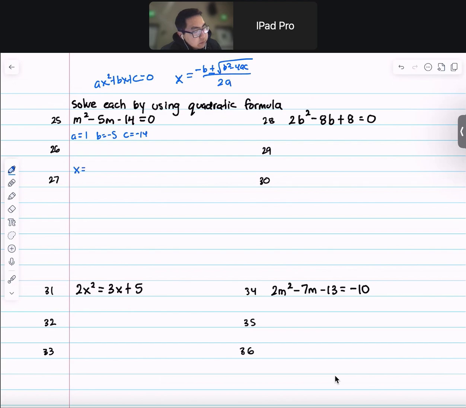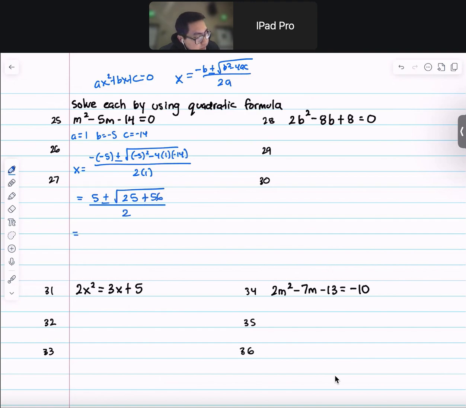So x equals negative of negative 5 plus or minus negative 5 squared minus 4 times your a times your c, all over 2 times a. So negative times negative is a positive, so 5 plus and minus. Negative 5 squared is 25. So negative 4 times 1 times negative 14, that is positive 56, all over 2. So you get 5 plus or minus square root 81 over 2.